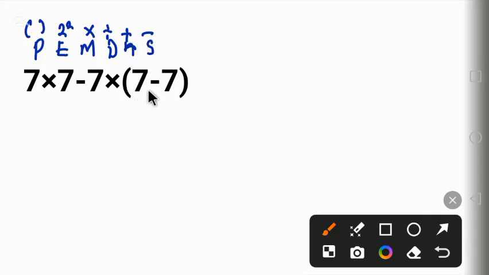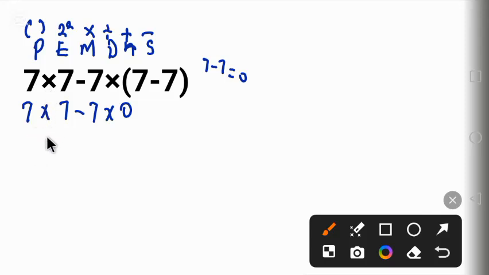So beginning with the one in parentheses, 7 minus 7 is 0. So we have a new equation, which is 7 times 7 minus 7 times 0. The next will be exponent, and it's not there, so we have multiplication. Multiplication here and here. So let's work the first one here.